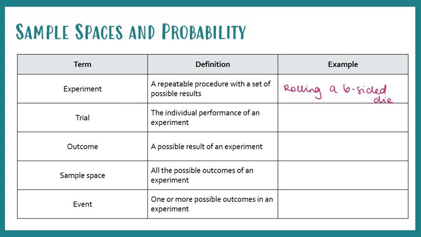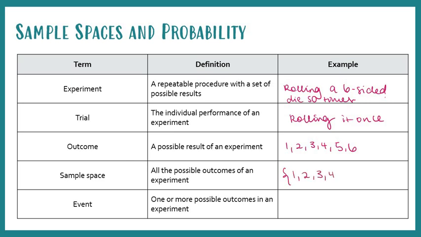Now, a trial is just one performance of that experiment. So I might consider an experiment to be rolling the six-sided die, let's say 50 times, right? And so a trial is just rolling it once instead of all 50 times, okay? The outcomes are just your possible results of an experiment. For a six-sided die, that's going to be 1, 2, 3, 4, 5, and 6, right? They're all the possible outcomes, and we write them in a sample space. For that, we use our set notation, being those squiggly brackets, okay?